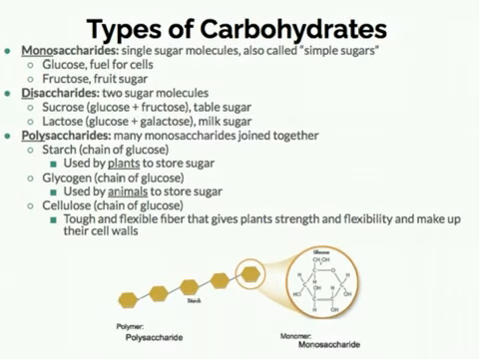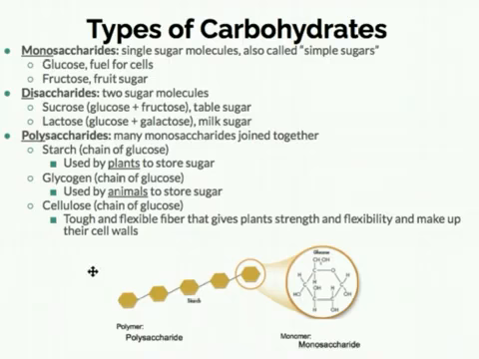So now let's look at types of carbohydrates, and we have monosaccharides, disaccharides, and polysaccharides. Monosaccharides are just the single sugar molecules, and they are also called simple sugars. A couple examples of monosaccharides are glucose and fructose. Disaccharides contain 2 sugar molecules combined together, and a couple examples of those are sucrose and lactose. Polysaccharides are many monosaccharides joined together, and a few examples of polysaccharides are starches, glycogen, and cellulose.